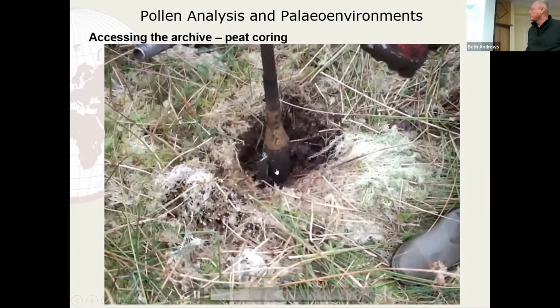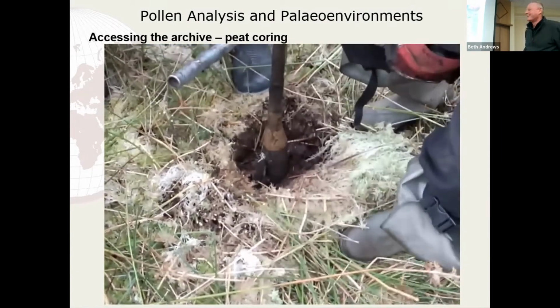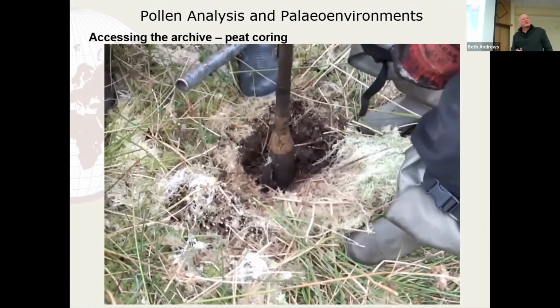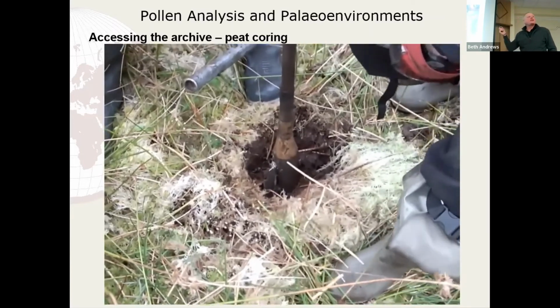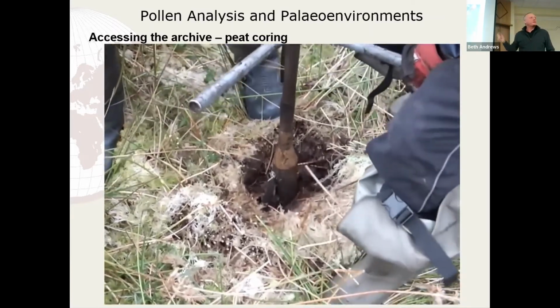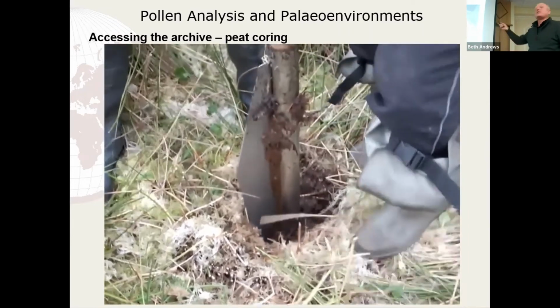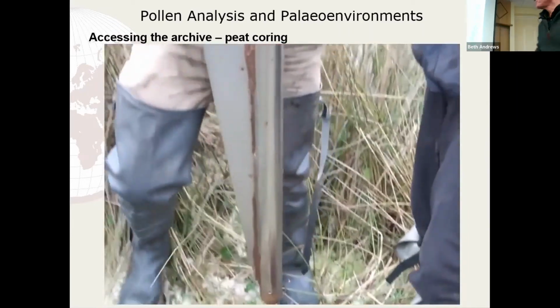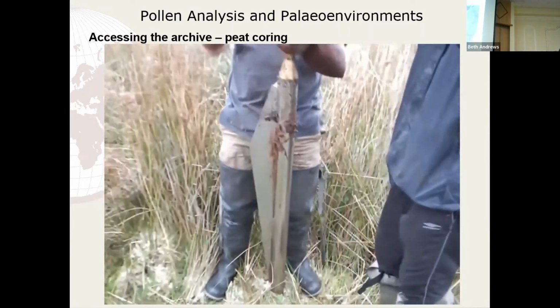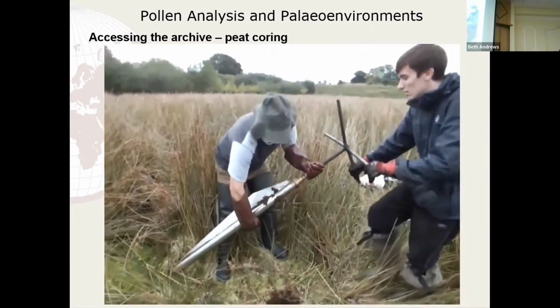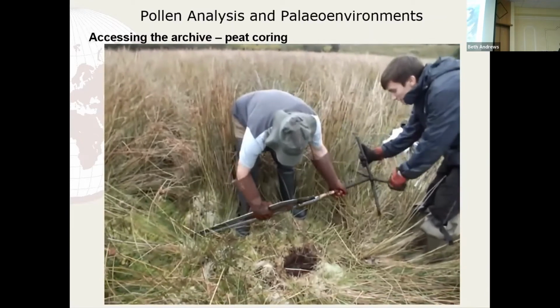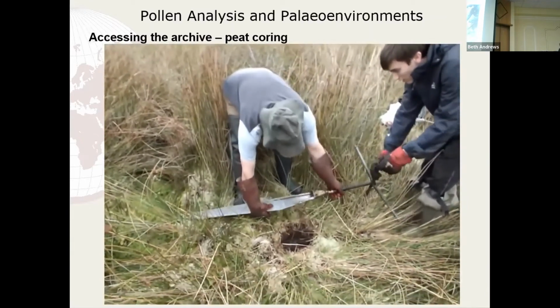The Russian corer is now turned and has cut 50 centimetres per 1 metre. Very keen technician and undergraduate wants to get out of the ground. There's the fin of the Russian corer. That's what anchors the corer into the peaty sediments.